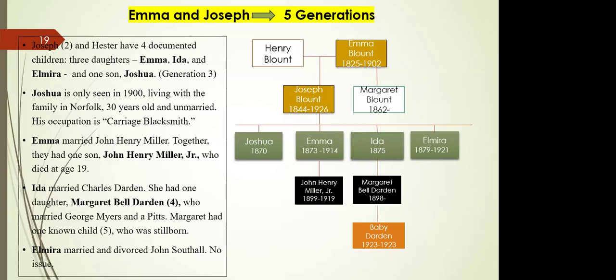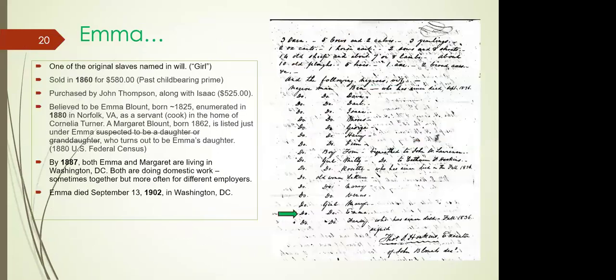So I did everything I could on Joseph, but I needed to turn my attention to Emma because Emma is also part of the Wake Forest 16. So as I've already discussed, she was one of the original enslaved persons named in the inventory.